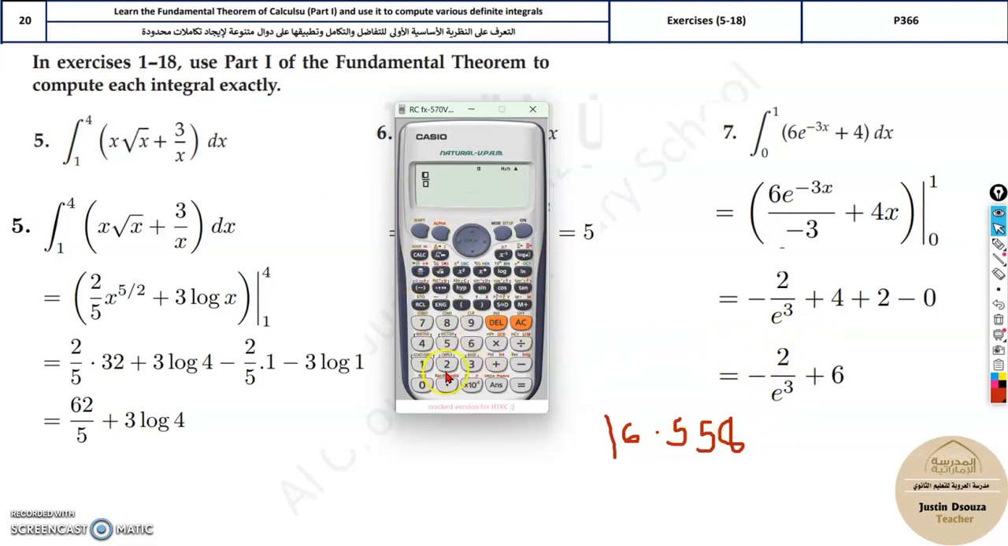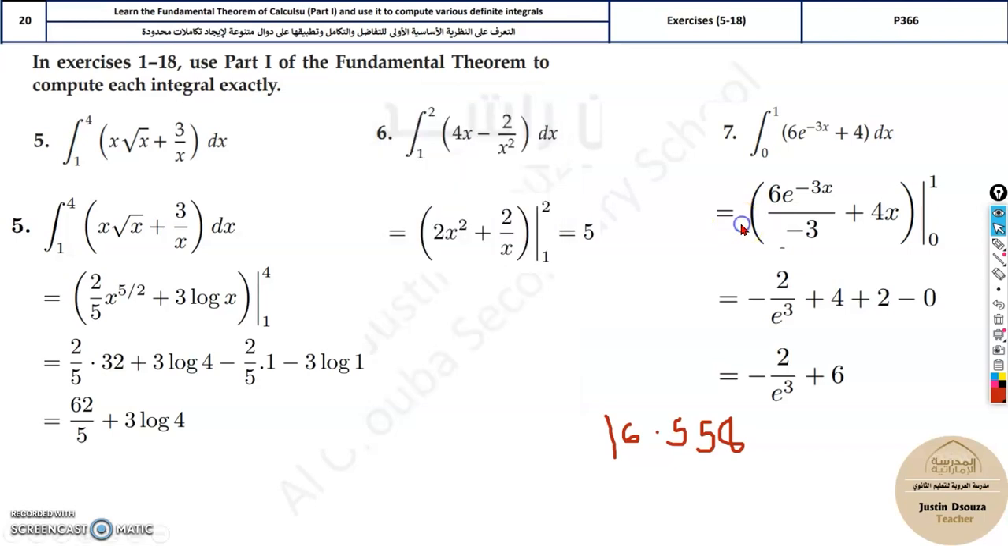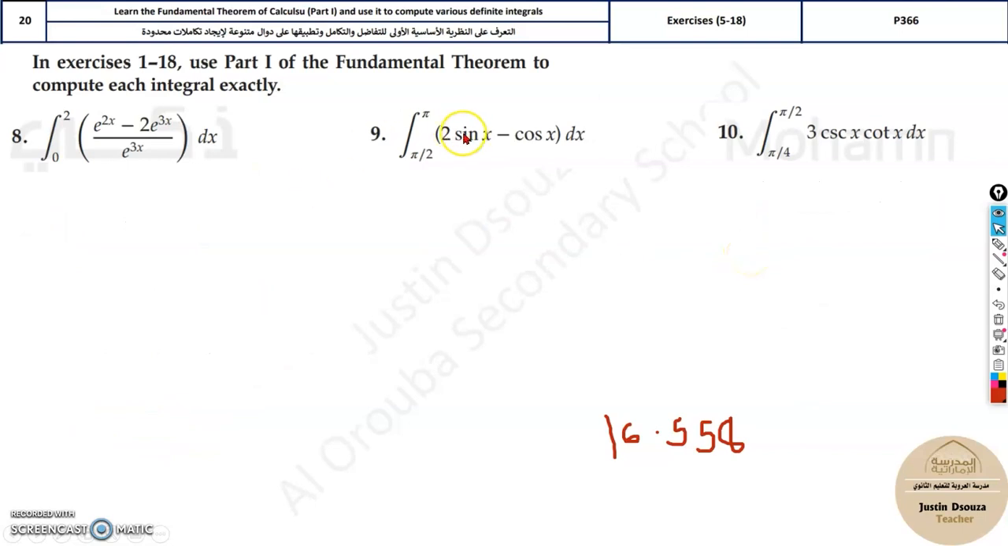Let me solve all the values. It's minus 2 divided by e to the power 3 plus 6. Sorry, plus 6 is over here, the fraction. Now it should be 5.9, and that's the correct answer. So always remember one thing. You can do it by integrating. You can integrate it and apply the limit. It's the same thing, but it's just going to take you lots of time. Whereas doing it in the calculator and checking for the answer will be much easier.